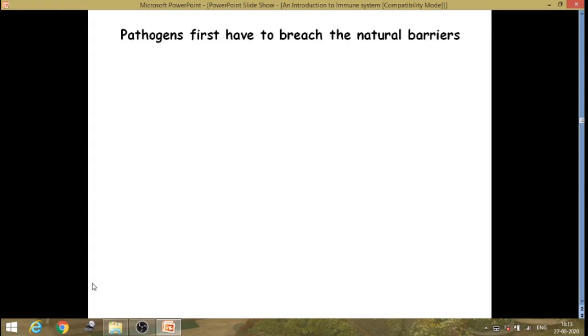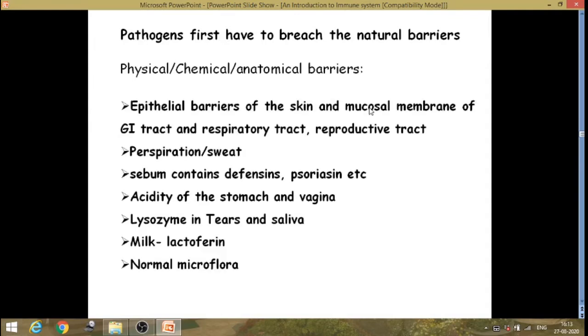We live in a non-sterile environment, and we are all surrounded by pathogens or microorganisms. In order for these pathogens to infect us, they first have to reach the natural barriers that we have. We have chemical, physical, and anatomical barriers, which are our first line of defense. These barriers help protect us against infections.